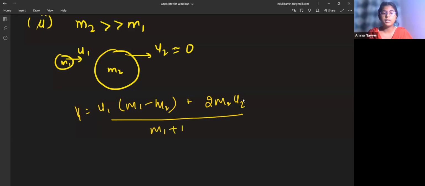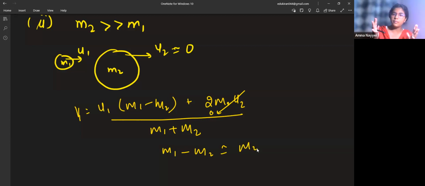plus m2. If u2 is 0, then this term becomes 0. And m1 minus m2 is approximately written as m2 only, the greater mass, right? If you have a very huge thing and you subtract something very small from it, will there be any effect? No. 1000 minus 1 is not even 1000. Let's take 10 lakh. 10 lakh minus 1, you will write it approximately as 10 lakh only. Or m1 plus m2 is also almost equal to m2.